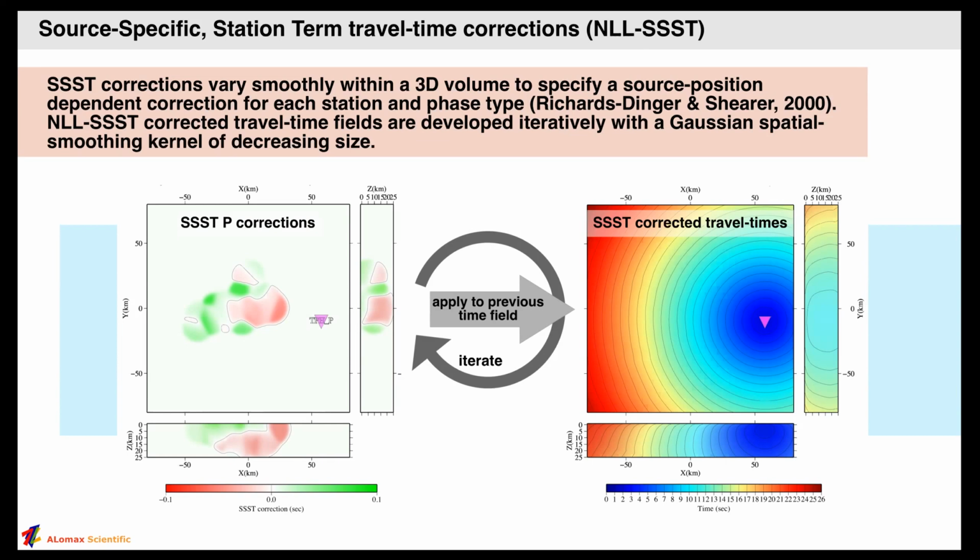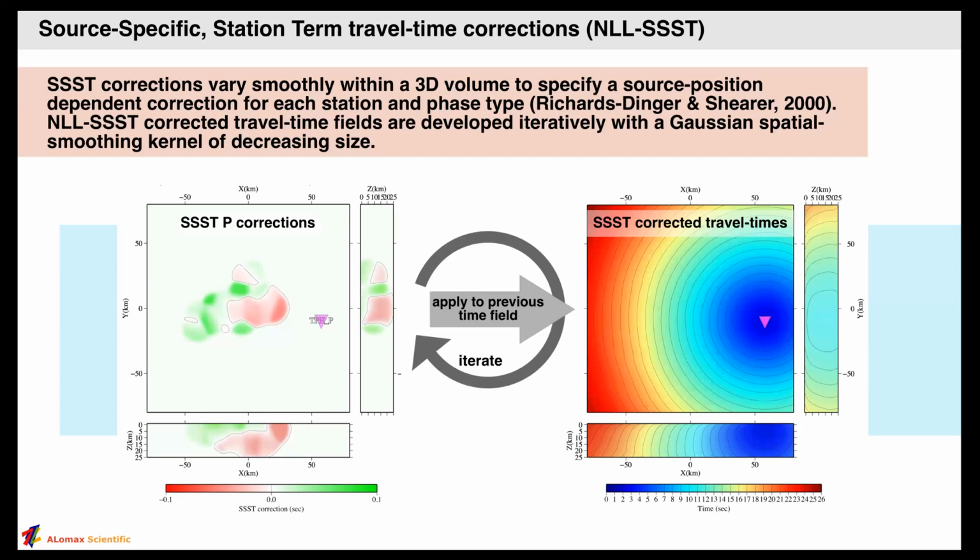So here on the left, it shows for a single station, the SSST P corrections that are obtained during this iterative procedure at one stage. And at each stage of the iteration, the corrections are added to the previous full travel time field for the station, creating a new travel time field, which can be used for further iteration or at the end for relocation. And it's a little hard to see, but the corrected travel time field on the right shows small perturbations from spherical or circular travel times. So it is indeed a full 3D travel time correction and travel time field.